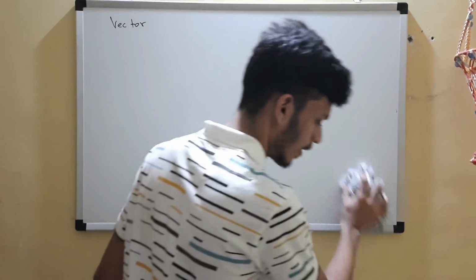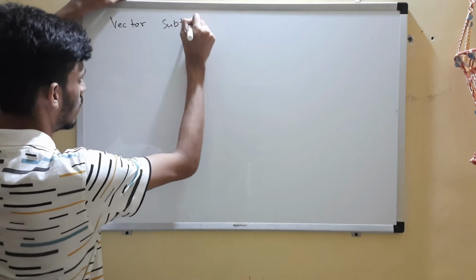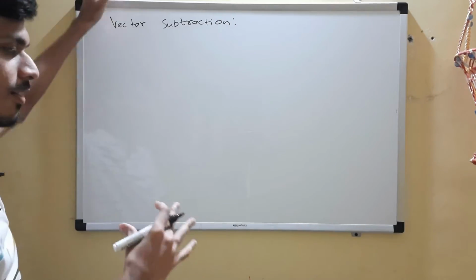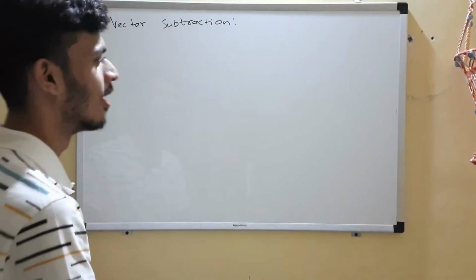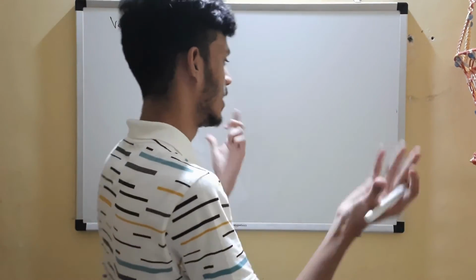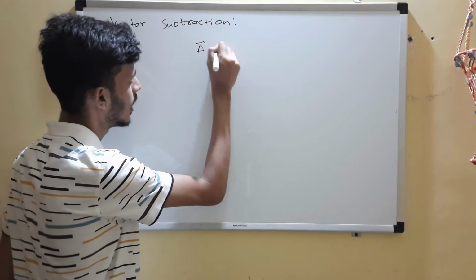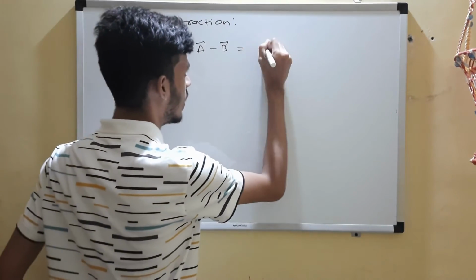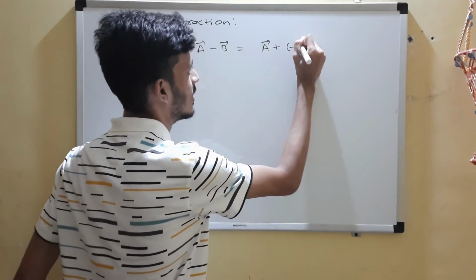Okay, vector subtraction. So subtraction is not a very new thing. It's the same as addition. What am I saying? So a minus b, I'm saying it is the same as addition. So how can I write it? I can write it as a plus minus b.